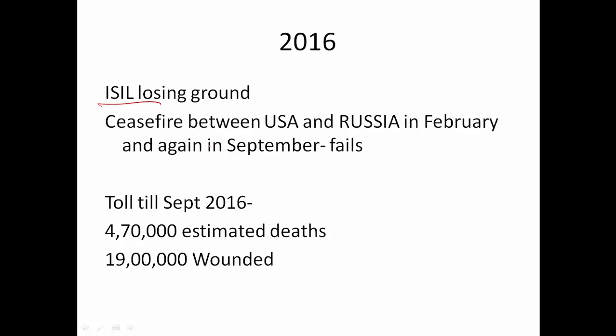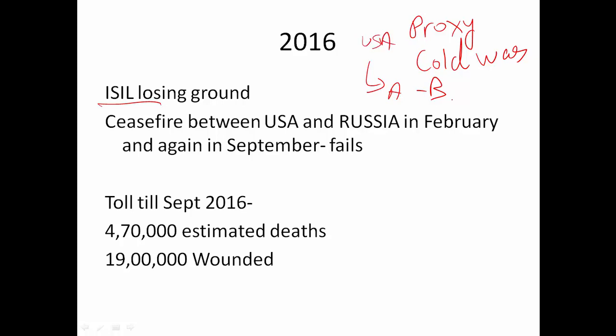Now USA, which is supporting the rebels like FSA, and Russia, which is supporting the army of the Syrian government, they came face to face. You can understand now how this is a proxy war, or it has become like a Cold War situation where many wars were fought like this, that two people are fighting. Let's say A and B are fighting, but A is backed by USA and B is backed by Russia, or at that time USSR. So now the Syrian civil war also became a proxy war after Russia intervened.